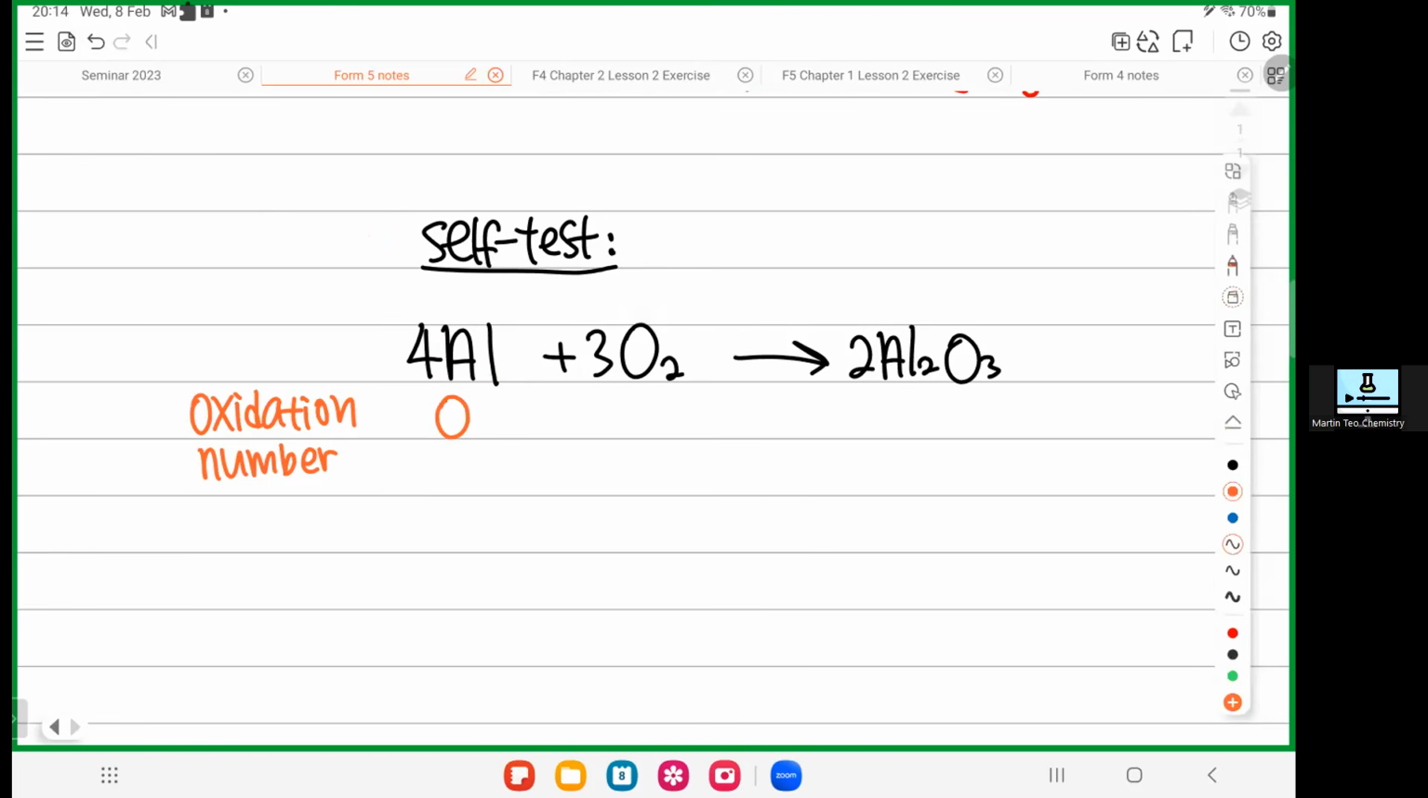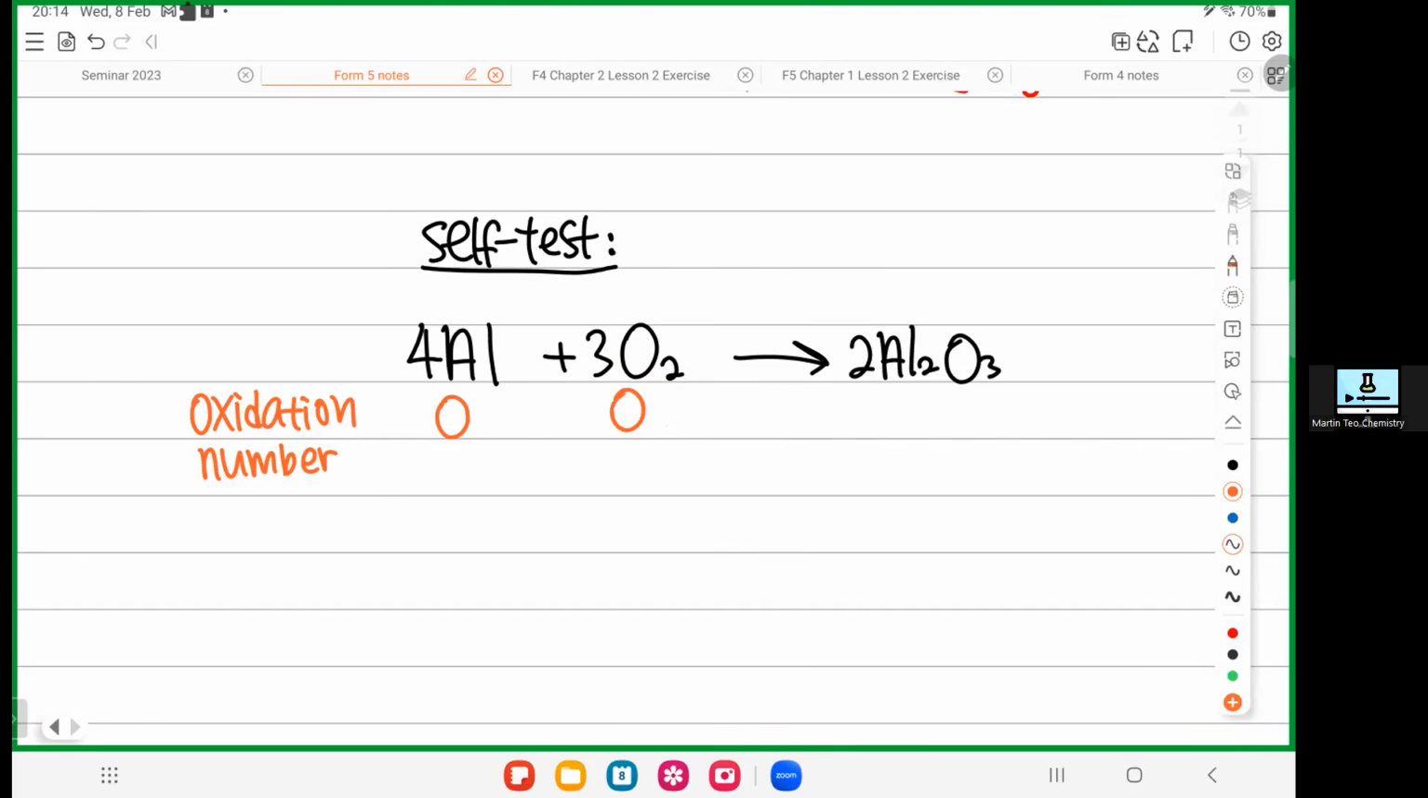Next one, oxygen gas. Can anyone tell me the oxidation number for oxygen gas here? Okay, well done. Still 0, because for oxygen gas O2, you only have O, nothing else, only one species. When you only have one species, you are an element, and the oxidation number is 0.